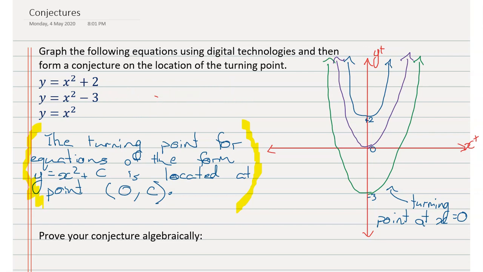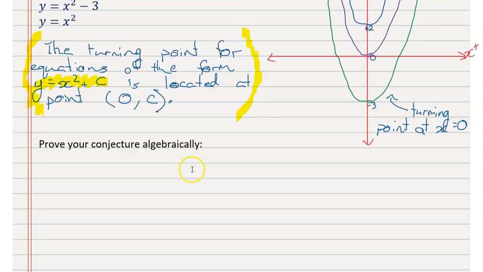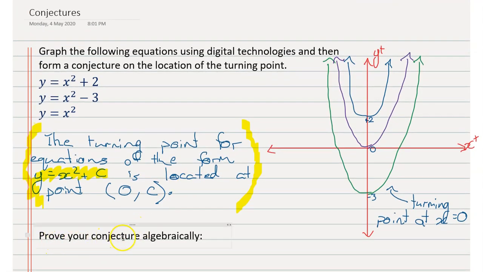So the conjecture itself only covers this condition here, so that's alright. A conjecture is a mathematical statement that is yet to be proven. When a mathematical statement has been rigorously proved, it is said to be a mathematical theorem. So for part B, we want to have a look at our conjecture and prove it such that this becomes a theorem.